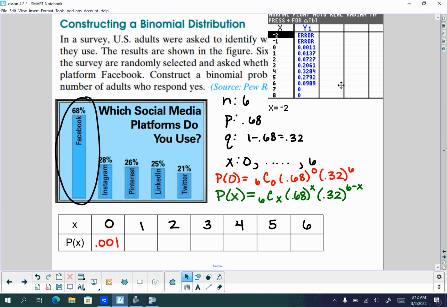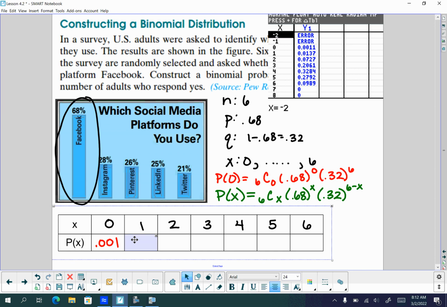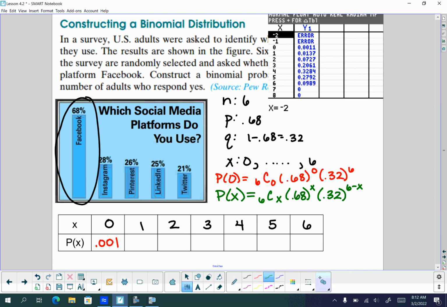Okay, so what do I have? 0.014, if I give it 3 decimal places. 0.073, 0.206, 0.328, 0.279, 0.099. Okay, and then just like our distributions before, if you want to double check anything in the end, it's a probability distribution, so everything should sum up to 1 or be really close to it.